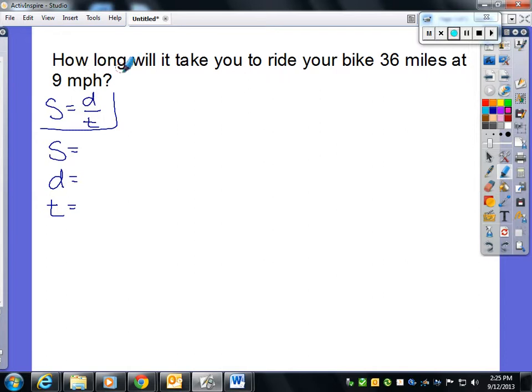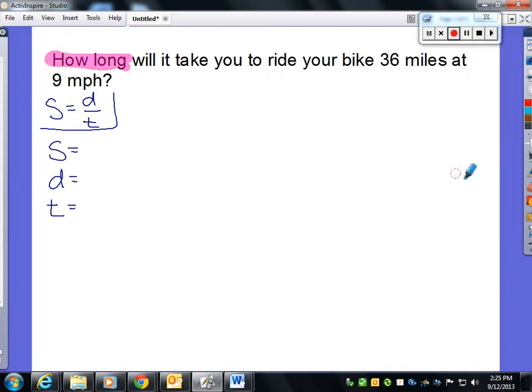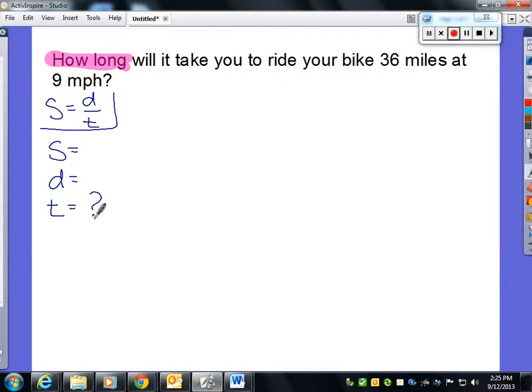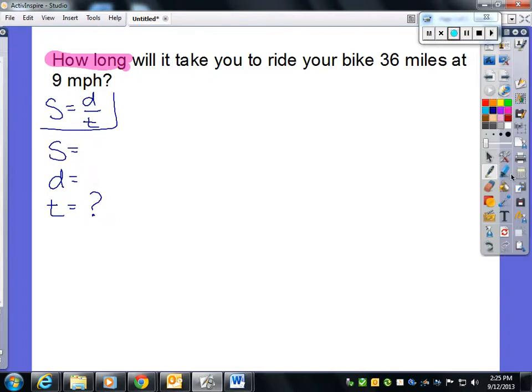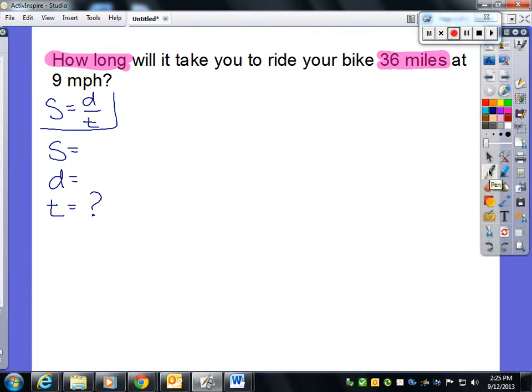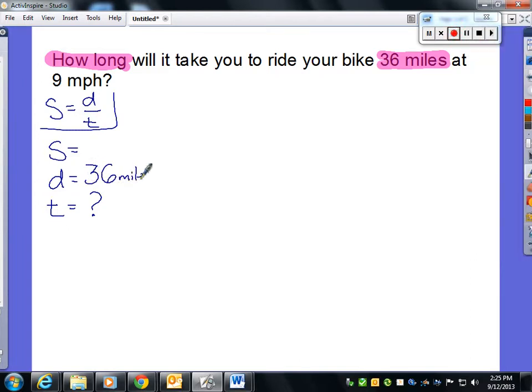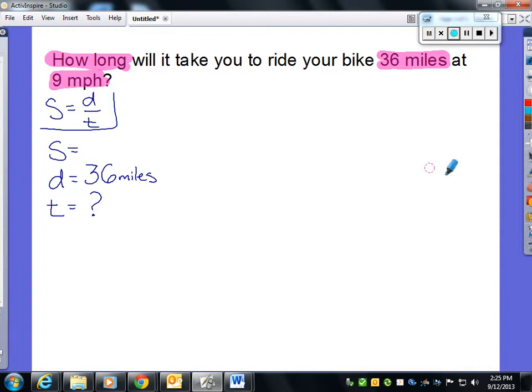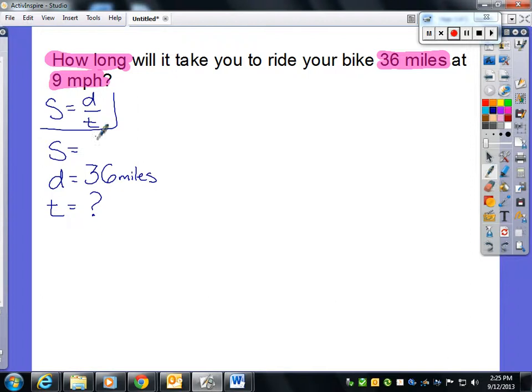So, how long? In all honesty, right away, that's basically telling you what you need to solve for. So we know how long, that's asking us that we know that time, that's telling us that time is our question mark. Let's keep going. Will it take you to ride your bike 36 miles? When I see the miles there, I know that that is my distance. So I put in here 36 miles. And the rate at which I was traveling, according to the word problem here, is 9 miles per hour. So that will become my speed.